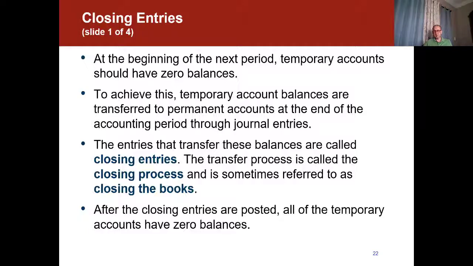So we know that the permanent accounts stay from one cycle to another, but the temporary accounts, we need to reset them. You know the reset button? It's like we want to reset and bring them back to zero. And to do that, we have to apply something called the closing entries.